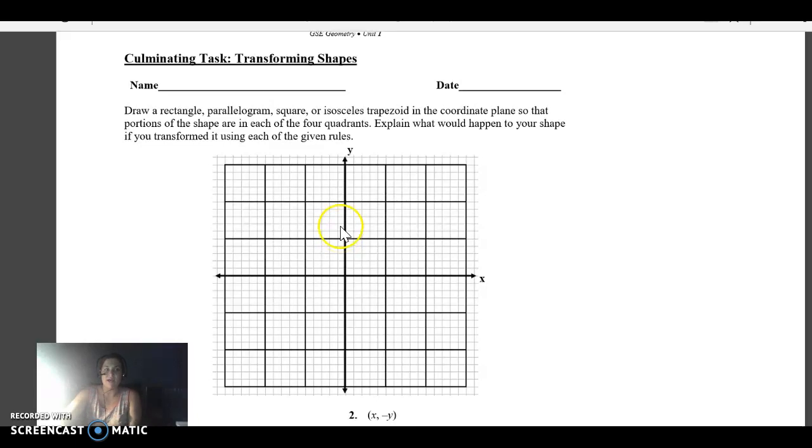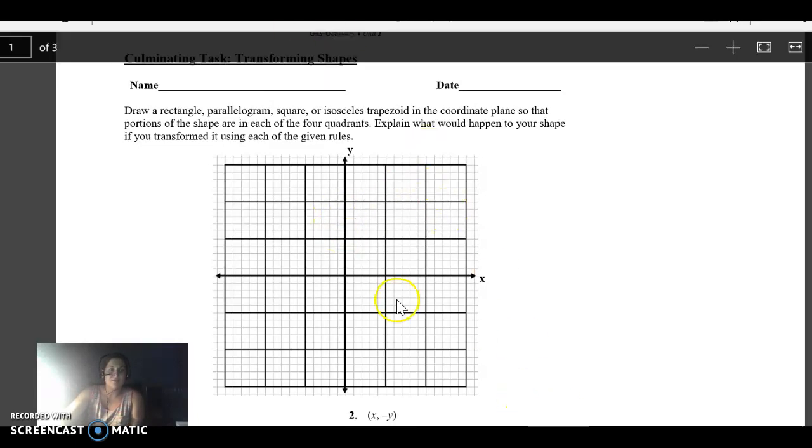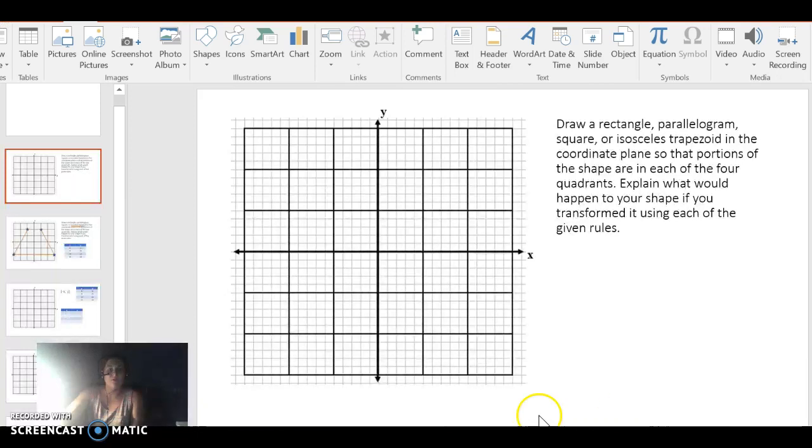On this culminating task, transforming shapes. First it says to draw a rectangle, parallelogram, square, or isosceles trapezoid in the coordinate plane so that portions of the shape are in each of the 4 quadrants. Explain what would happen to your shape if you transformed it using each of the given rules.